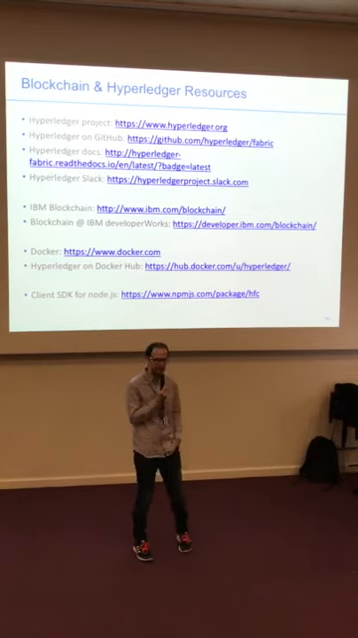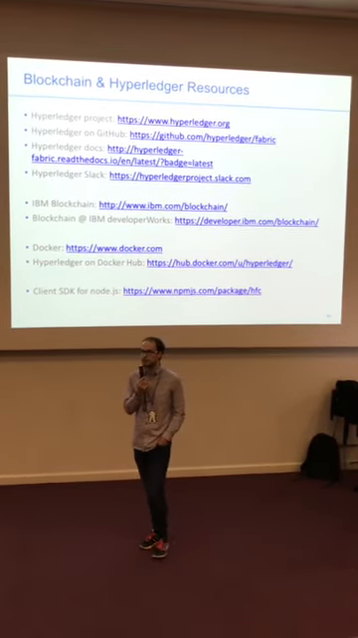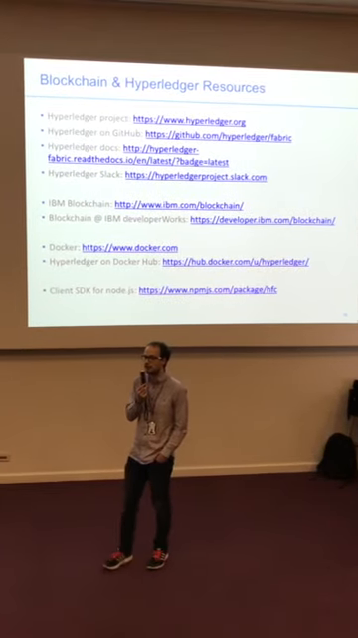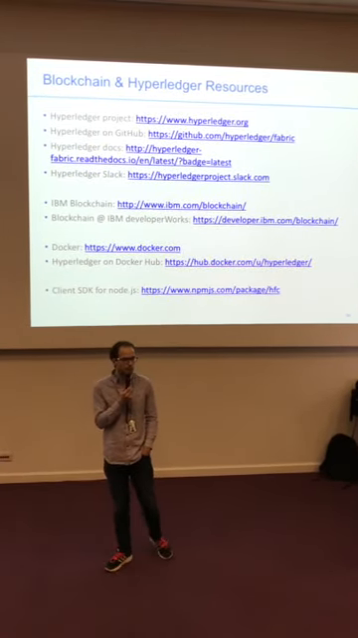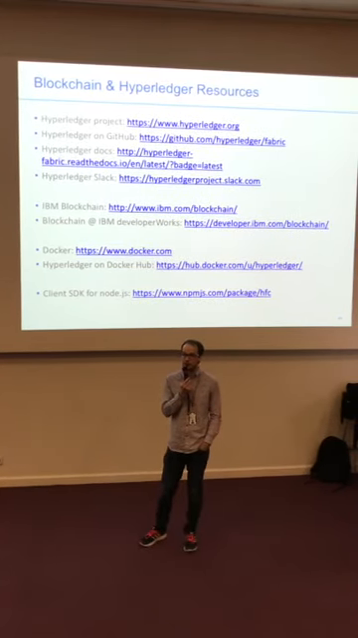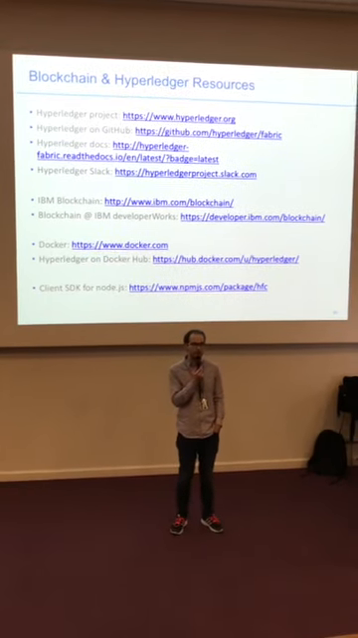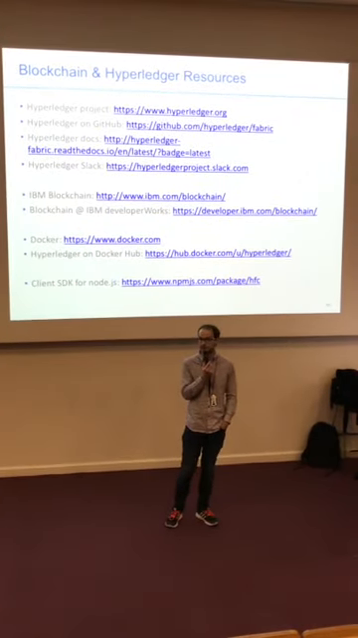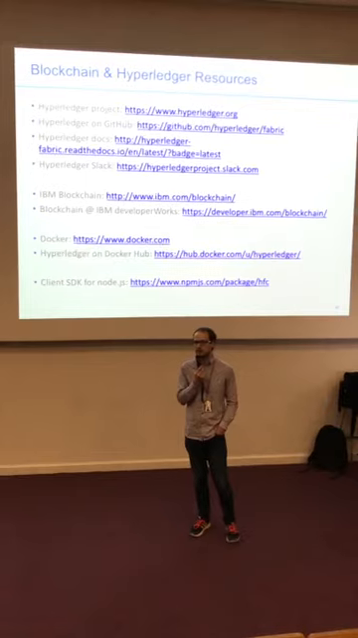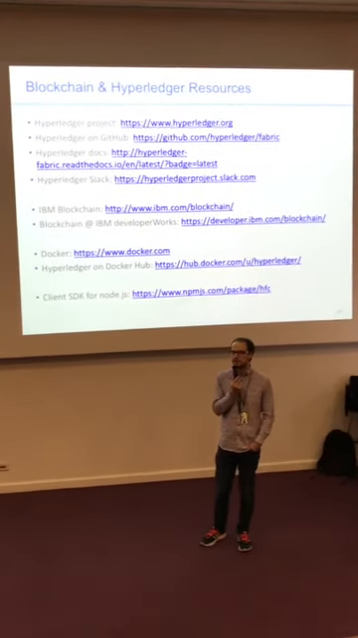IBM is looking at Fabric. Sawtooth Lake is contributed by Intel. It's a similar blockchain, but it's incompatible. Iroha, I haven't really looked into, it's something new. And you may have heard of Corda, which is coming from R3, and that's going to come along, I believe, at the end of the month. And so that'll be another project. What we'd like to see is just one standard, but that's not the case yet.